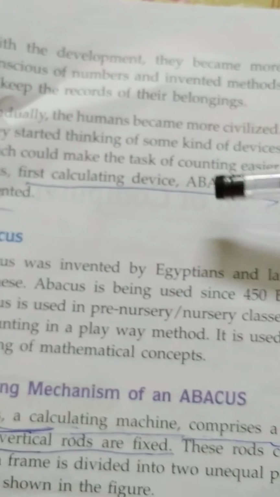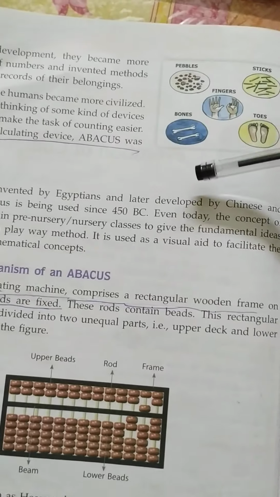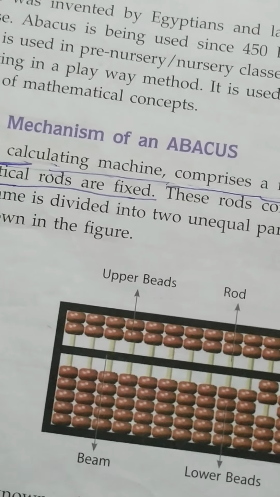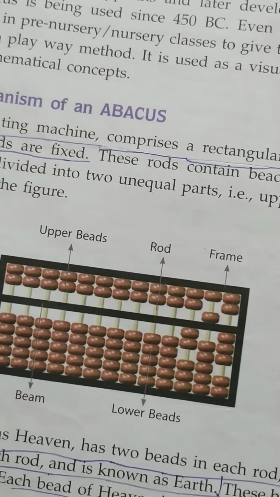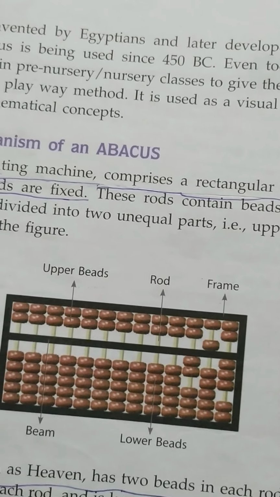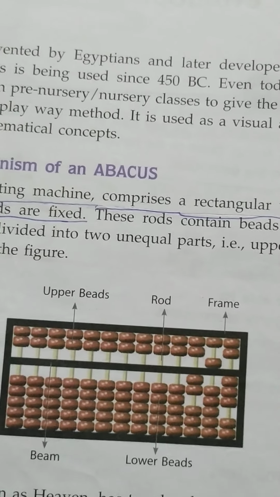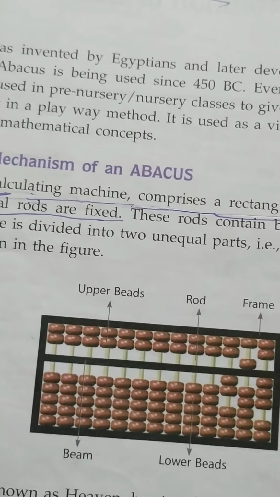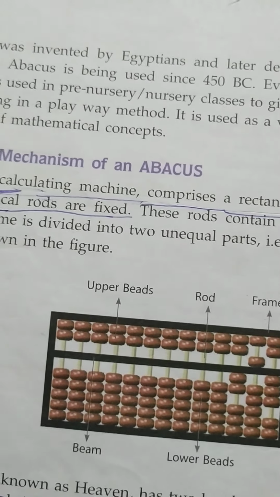Let's see what is an abacus. Abacus was invented by Egyptians. See, this is the abacus that was invented by Egyptians and later on developed by Chinese. The Egyptians invented it, and who developed it later on? Chinese and Japanese. Abacus is being used since 450 BC. So it is that early that it has been used.